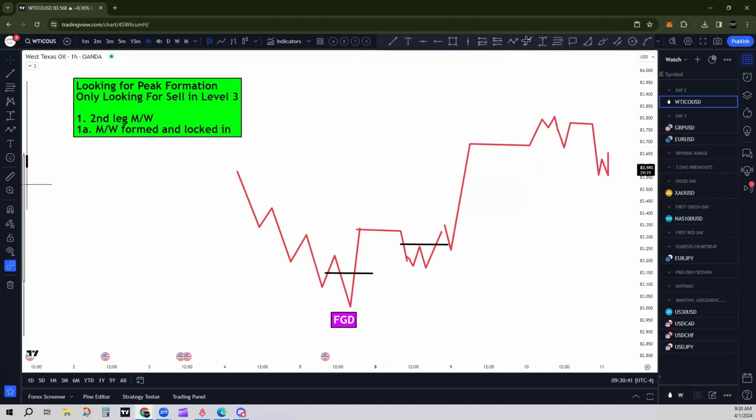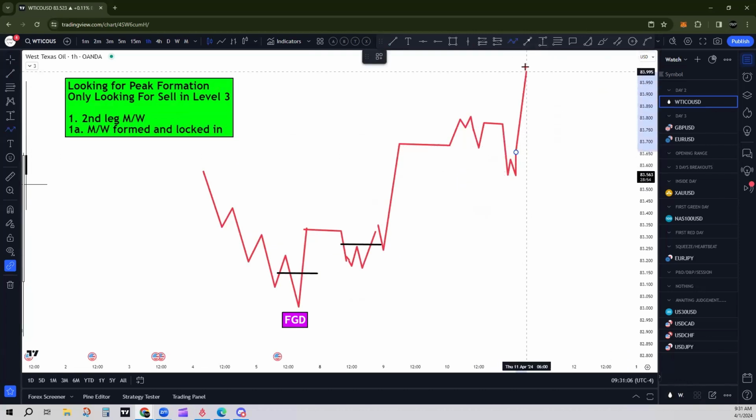So if there was already a peak formation put in, maybe from earlier in the day, frame your day, they trade back down into that New York session, I can get in based off that peak formation. However, if that low was not put in place and they keep going lower, I know that I need to wait for that second leg of the W. Then we get a rise.